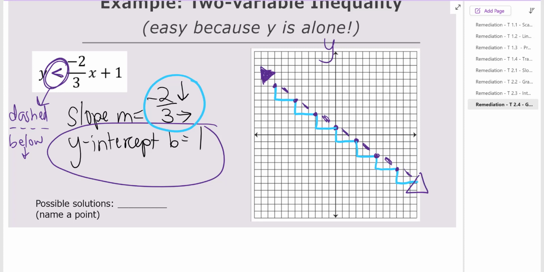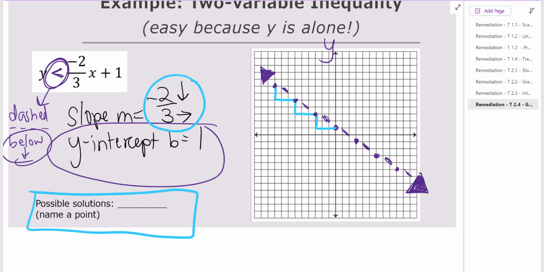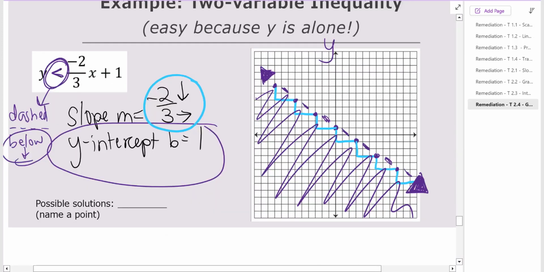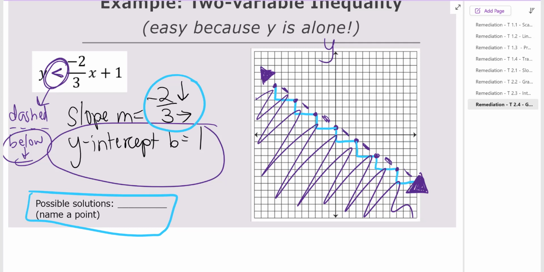Okay, so that is my line. And then we have to color below. Necesitamos pintar abajo. Okay, a possible solution is finding a point in the colored area. So, si queremos encontrar una solución posible, necesitas elegir un punto en este área con el color aquí. Okay?